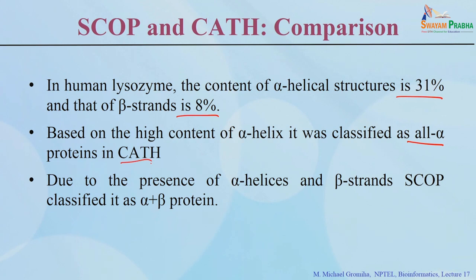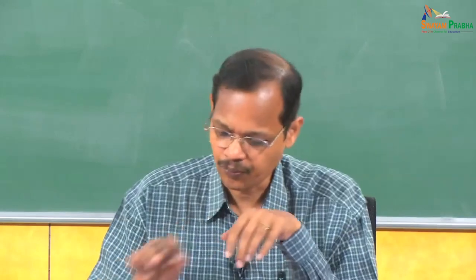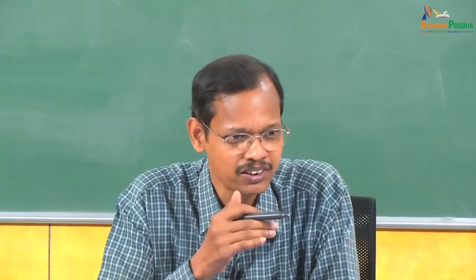Due to the presence of helices and strands, more than 5% strand and more than 30% helix, it is classified as alpha plus beta in the case of SCOP. This happens only for a few structures. In this case, we need to check these databases to see whether there is consistency or not. Then, based on your requirements, you can classify this as all alpha or alpha plus beta.